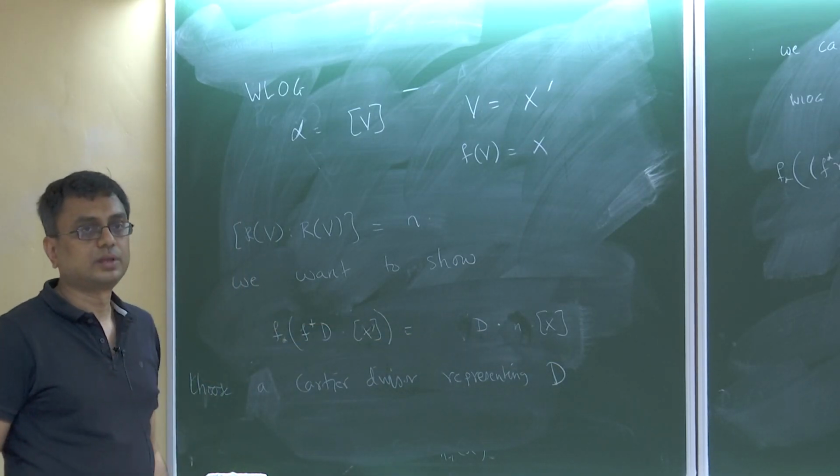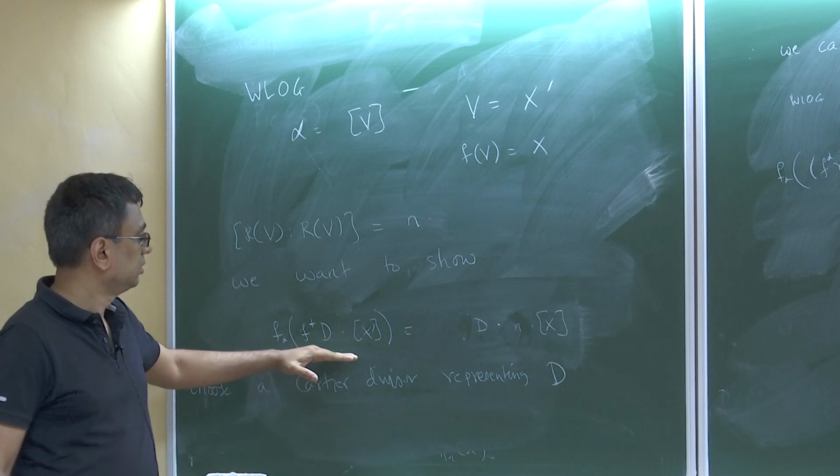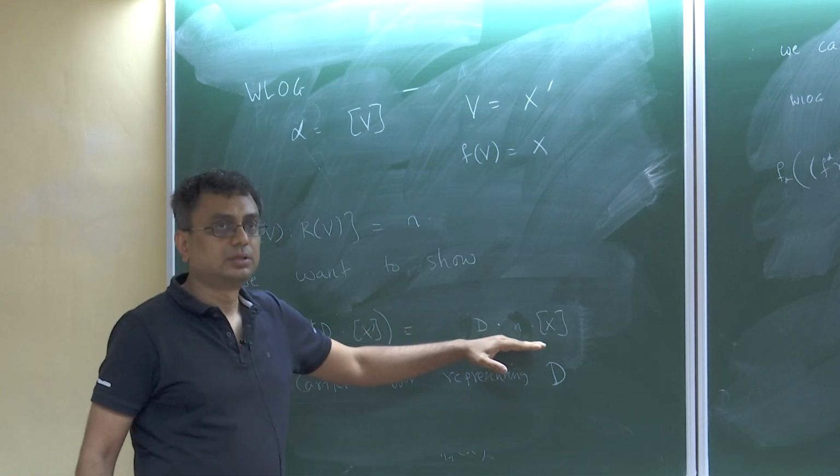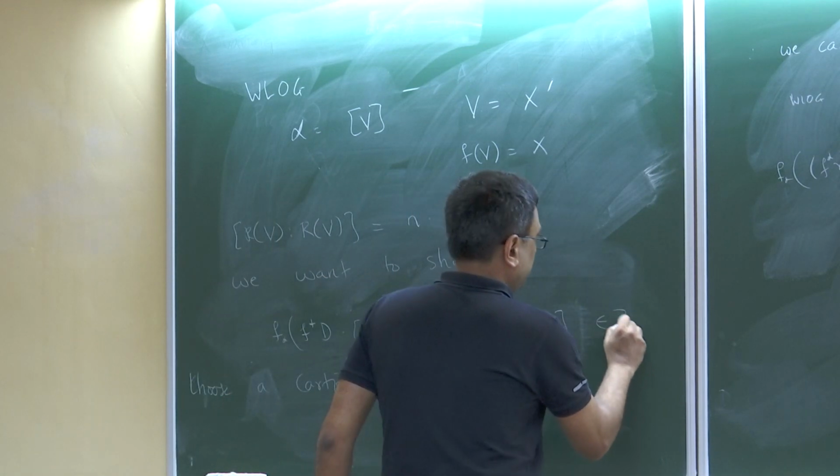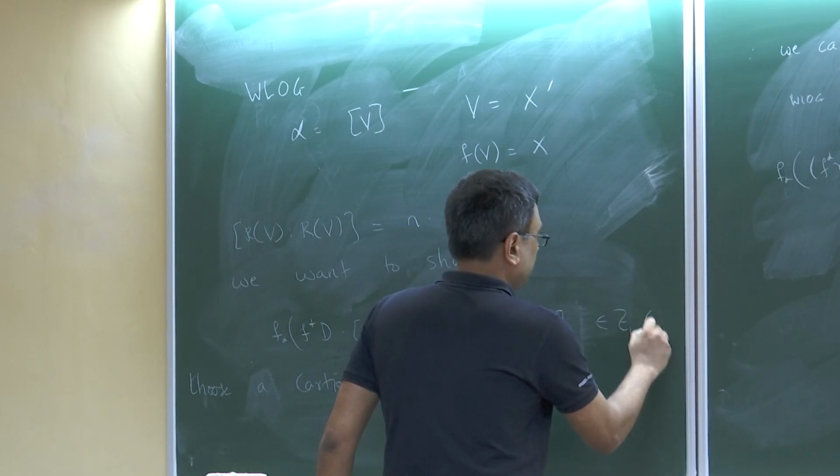Just for clarity, at that equation, second last line, at the end you write belongs to Z_{n-1}. Yeah, this is correct. Z_{n-1} of X.